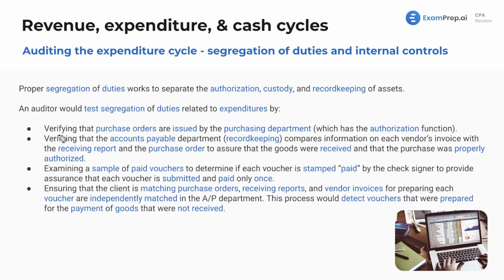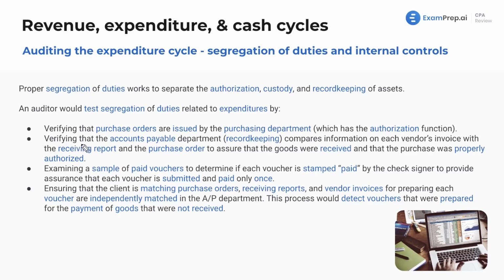Now, first off, we can test the segregation of duties as the auditor by verifying that purchase orders are issued by the purchasing department, which has the authorization function. This should be purchase orders, right? That is something that needs to be submitted in order for you to actually buy something as a company. And that needs to be issued by those who have the authority, the authorization to do so.